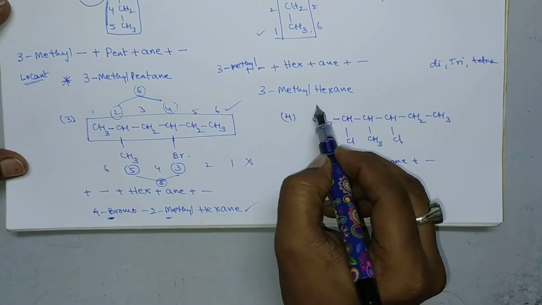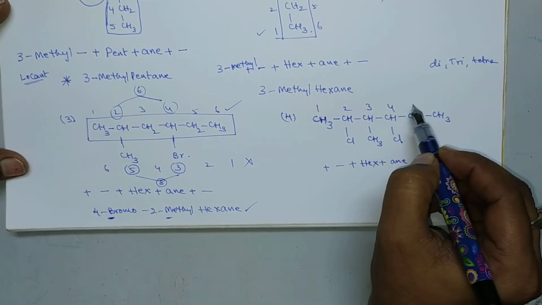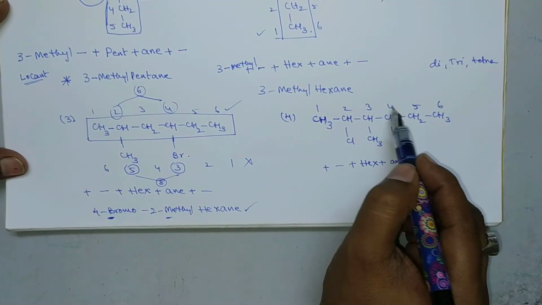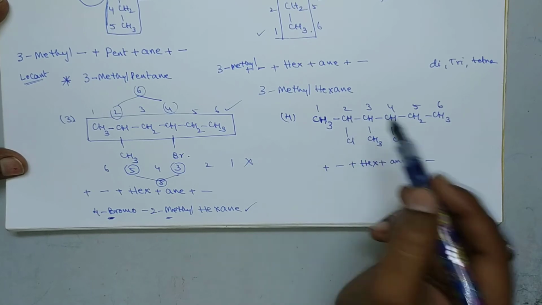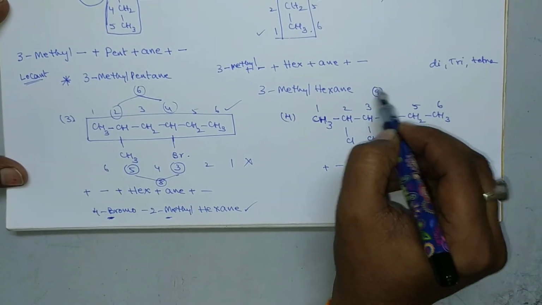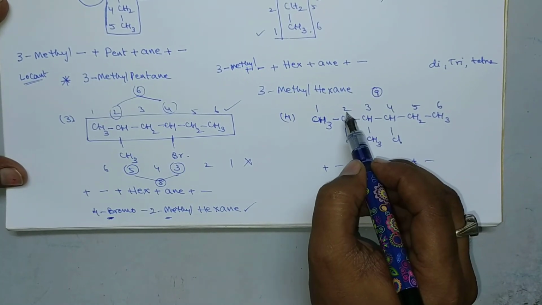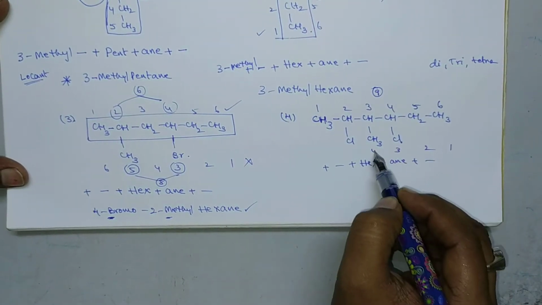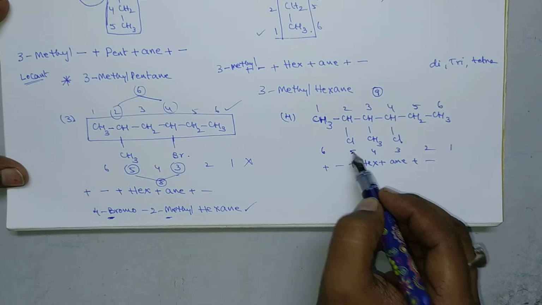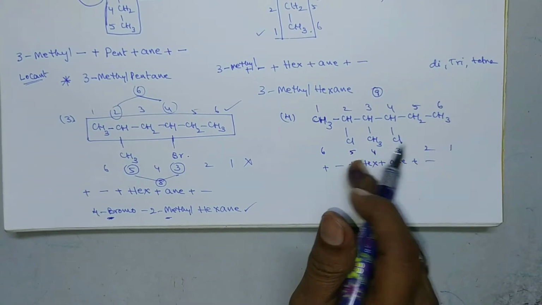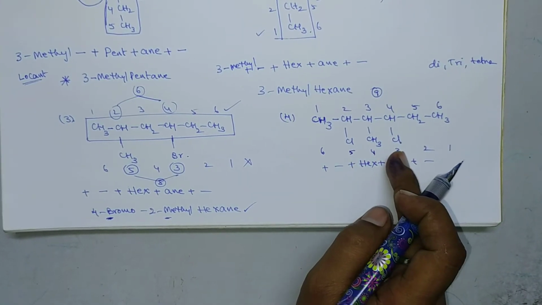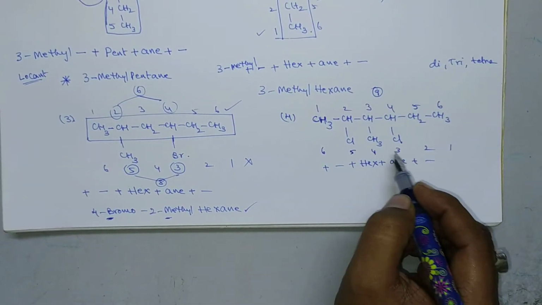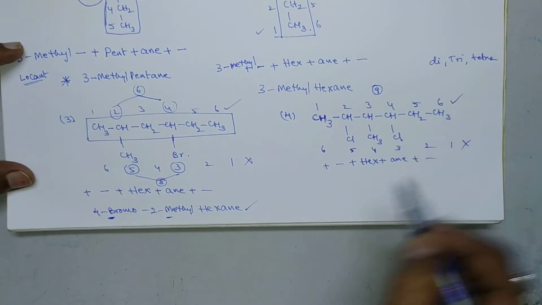So locant 1, 2, 3, 4, 5, 6. In this order we got 2, 3, 4. We have to add this: 4 plus 3 plus 2, the sum is 9. If you take it the other way, 1, 2, 3, 4, 5, 6, then 5 plus 4 plus 3 gives 12. So this is wrong, and the first will be the correct order.